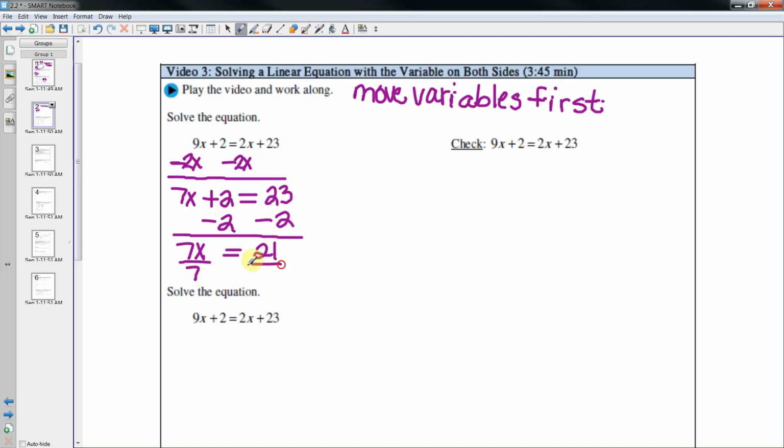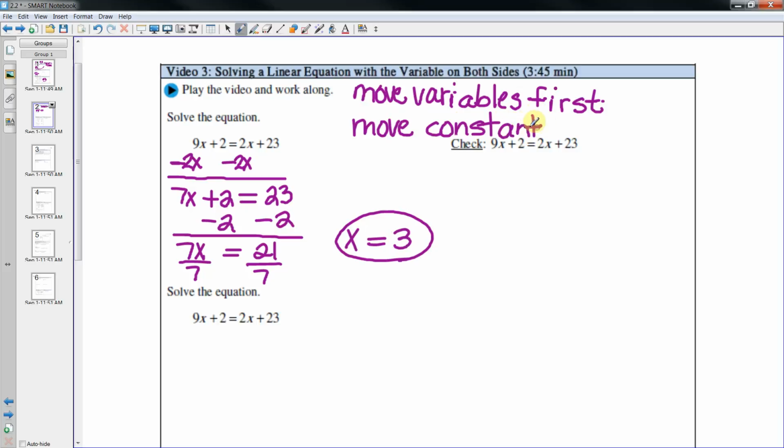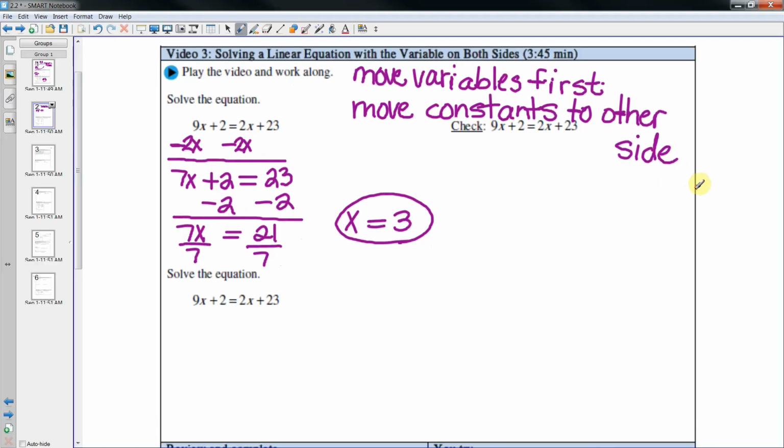Now divide both sides by 7. 21 divided by 7 is 3. So x equals 3. So on this one, we moved our variables first. Then we move our constants to the other side. The pen is wanting to be a little slow today. Okay, that's the key: moving the constants to the other side.